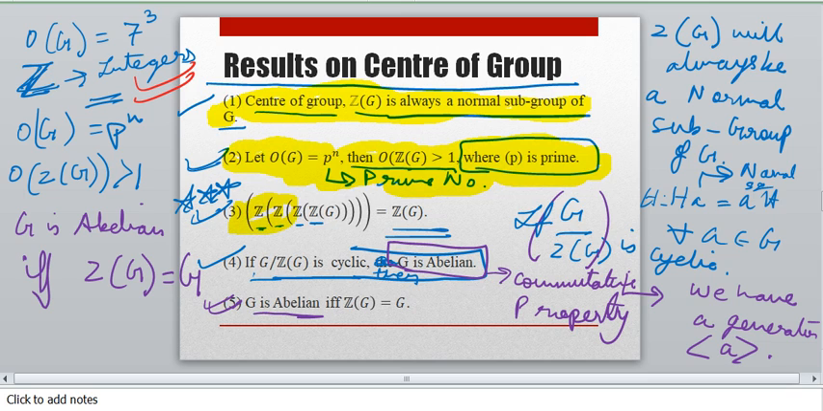Okay, then this one is another important one: Z(Z(G)) will be equal to only Z(G). Next one, if G by Z(G) is cyclic, then G is abelian, and G is abelian if and only if Z(G) equals G. Alright students, in today's part we completed these.